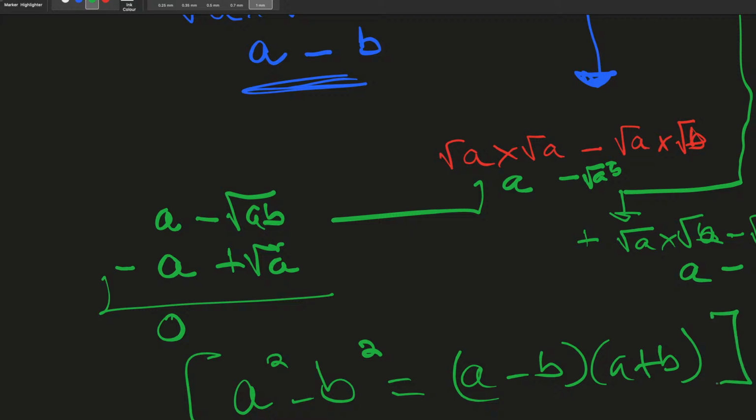Well, that is where we will stop, and we will continue with the rationalization of the denominator.